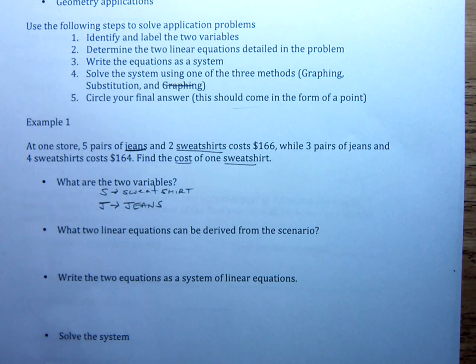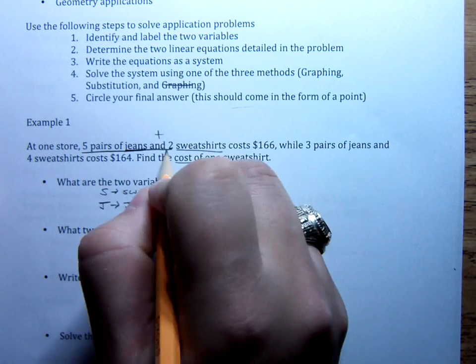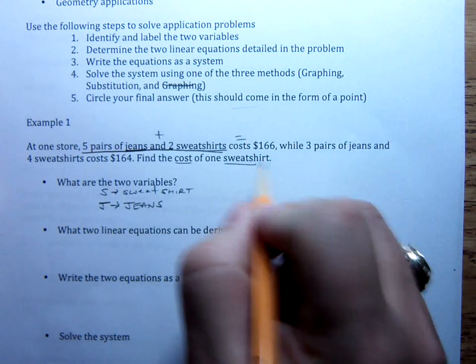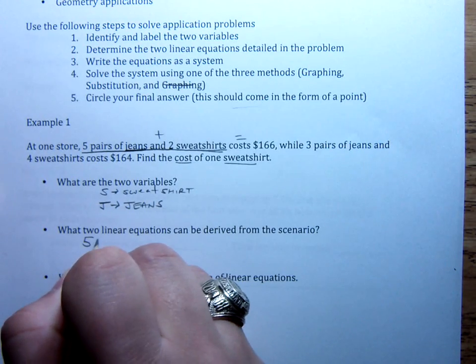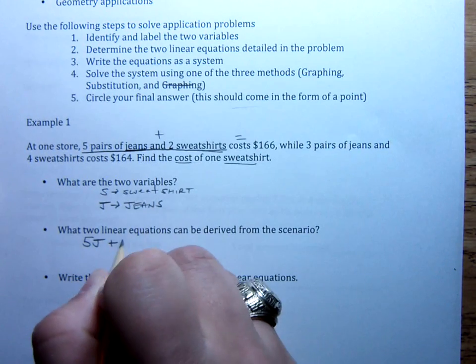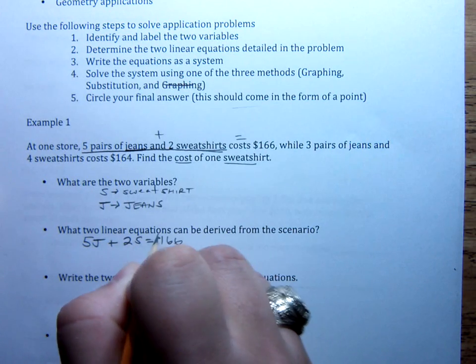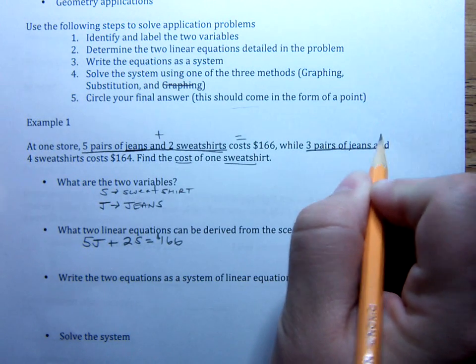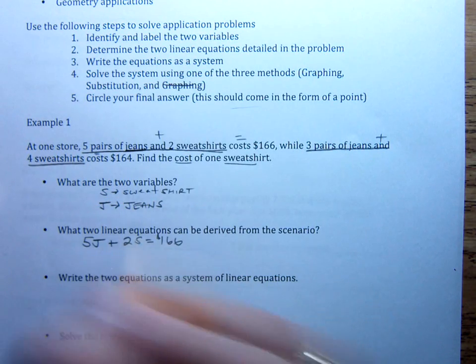If you read the problem closely, you'll see it says 5 pairs of jeans, and the word "and" means plus, 2 sweatshirts. Cost, the word "cost" means equals $166. So there's one equation: 5 pairs of jeans is 5J plus 2 sweatshirts, 2S, equals $166. Over here you have 3 pairs of jeans, and, which means plus, 4 sweatshirts, cost, again, is equals $164.